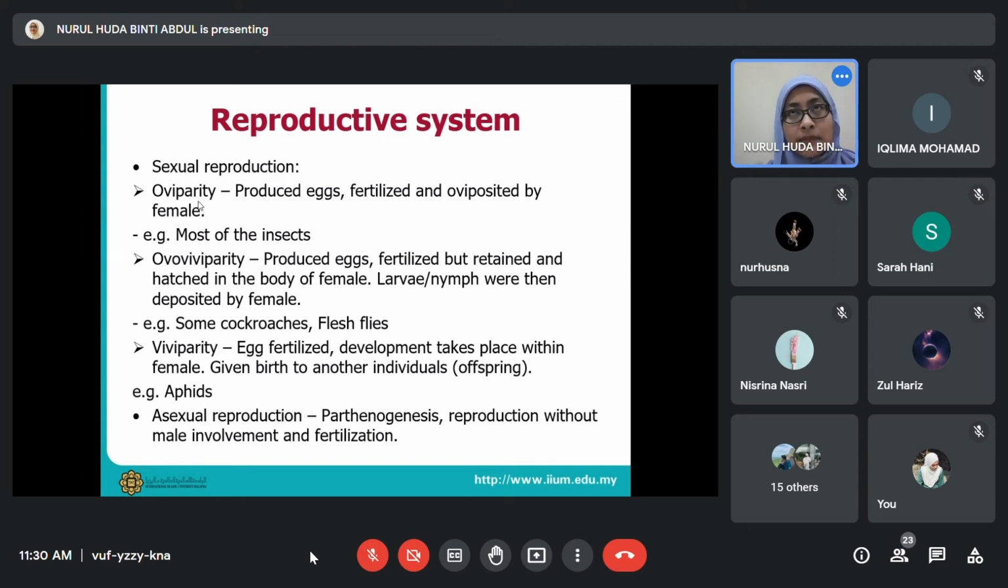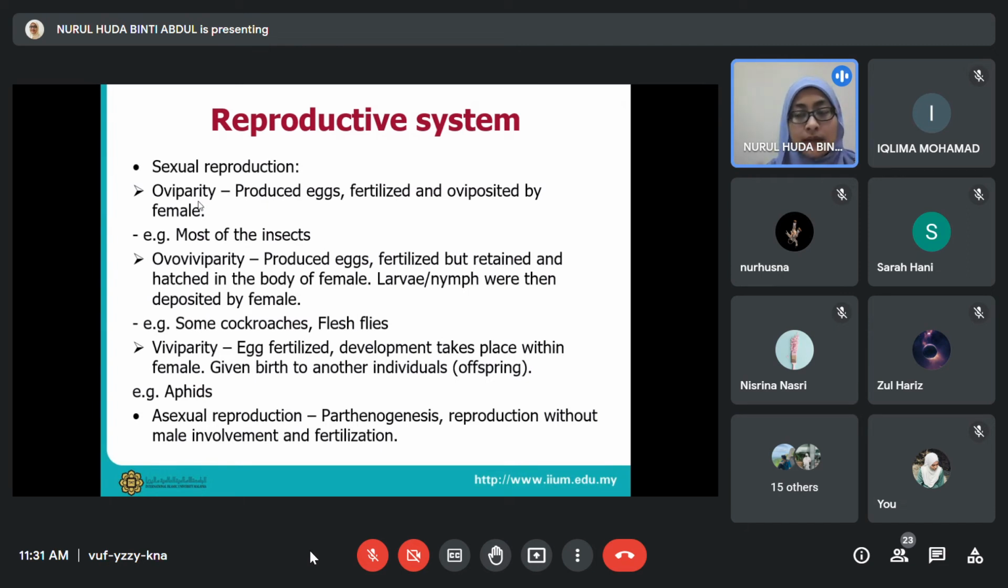Kira hatch, menetas dalam badan, and then female will then give birth. Maksudnya telur tu dah menetas dalam badan, and now female tu keluarkan anak yang menetas tadi tu in form of larvae or nymph to the environment. Maksudnya dia keluarkan bukan lagi bentuk telur, but in form of larvae or nymph, because the fertilized eggs already hatched inside the body of the female. So tu we call it ovoviviparity.